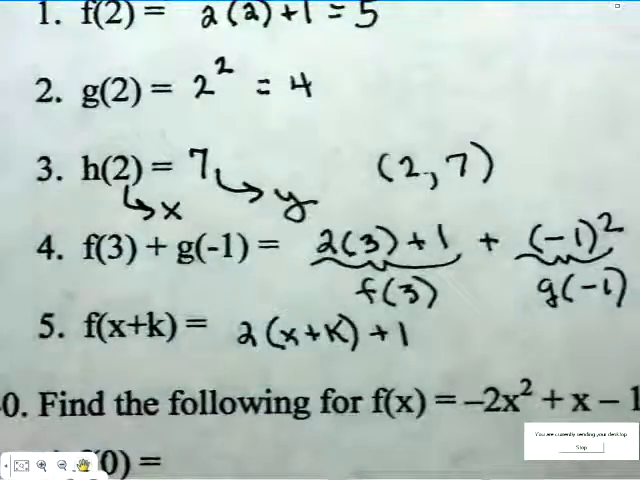You couldn't write an ordered pair there because you're using two different functions. It wouldn't be the graph of one function.